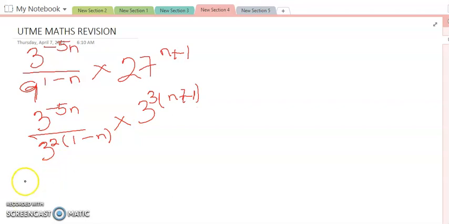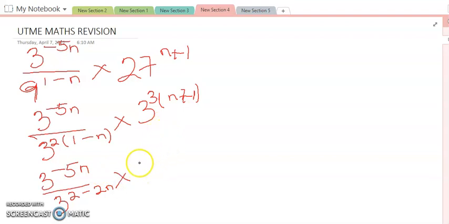So what do I have from here? I'm going to have 3 raised to power minus 5n divided by, if you open the bracket, you have 3 raised to power 2, that's 2 times 1, then minus 2n, that is 2 times minus n. Everything multiplied by, if you open the bracket there, you have 3 times n, that will be 3n, then plus 3 times 1, that will be 3.